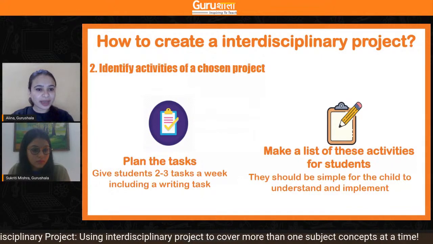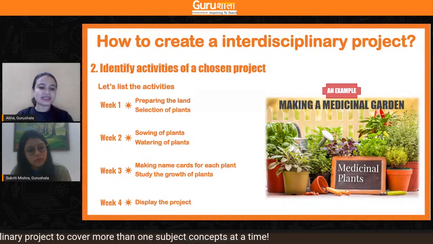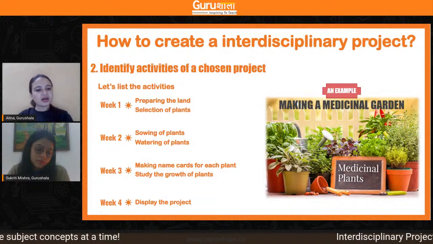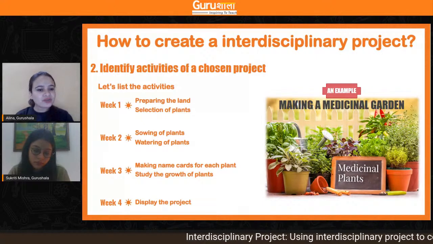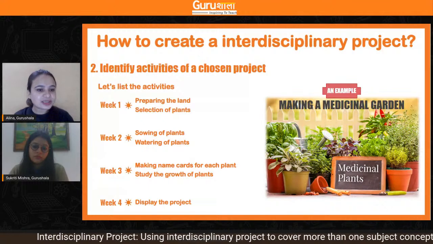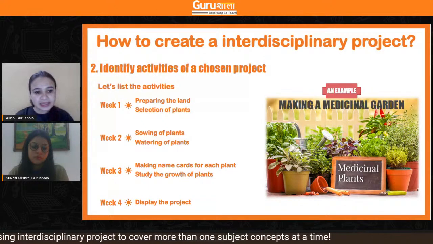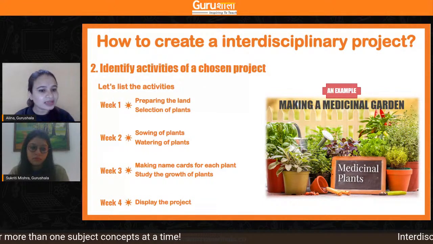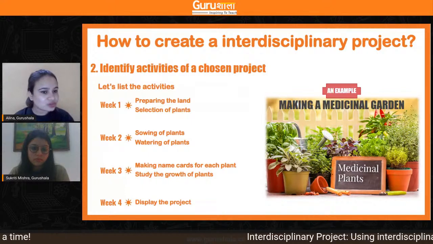Right, Sukriti. So now let's move ahead and see an example for the second step, which is identifying activities of a chosen project. So we are taking the same example of making a medicinal garden here. So if we talk about the activities that, as teachers, we can suggest to students, for example, the project has a time period of 1 month, that is 4 weeks. So as a teacher, I can divide the activities into 4 weeks.